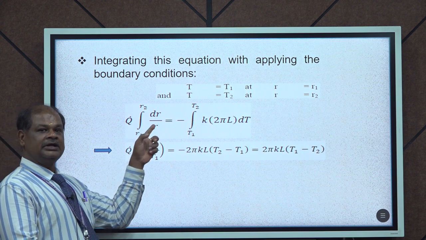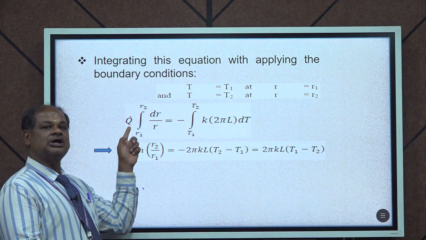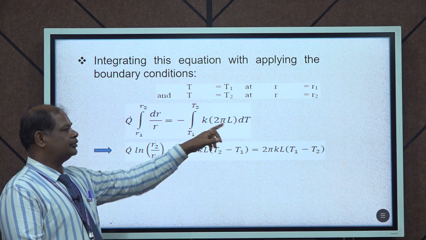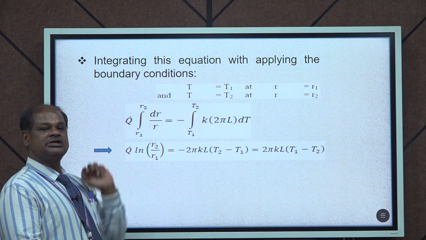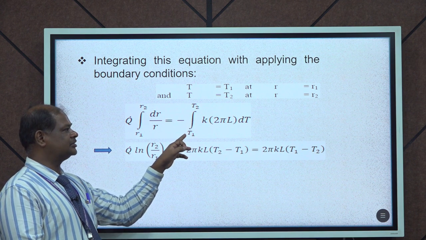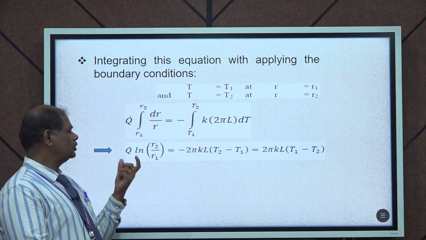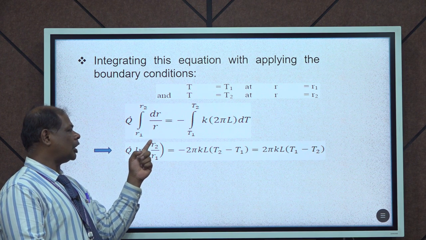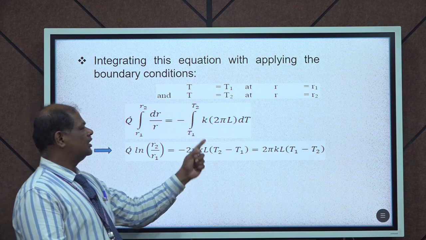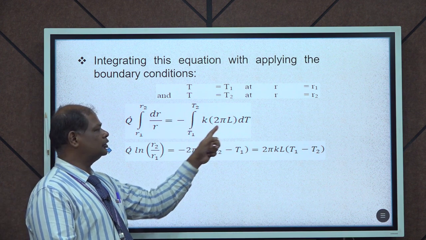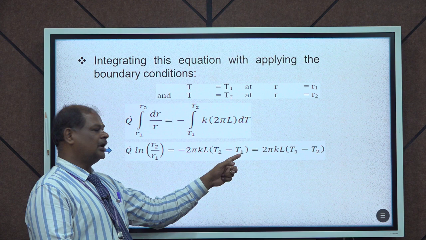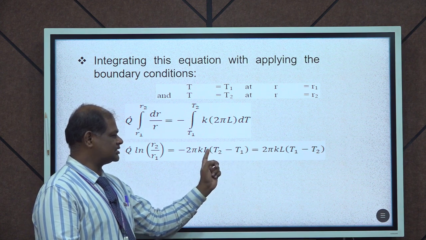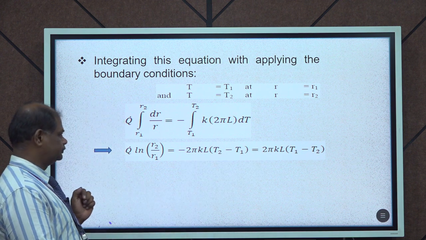We integrate dr by r with respect to r1 to r2, because r1 is the inner radius and r2 is the outer radius, whereas T1 is the inlet temperature and T2 is the outlet temperature. So we integrate over T1 to T2 and r1 to r2. On the left side, integrating r1 to r2 gives ln of r2 by r1, whereas on the right side we integrate with respect to temperature, so dT becomes T2 minus T1. Here there is a minus, so we can rearrange it as plus, T1 minus T2.